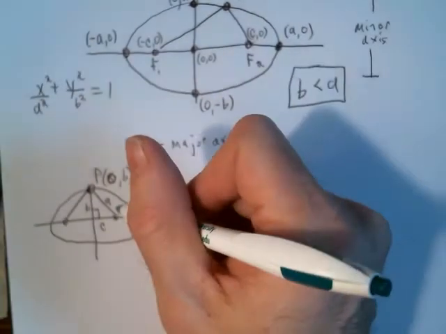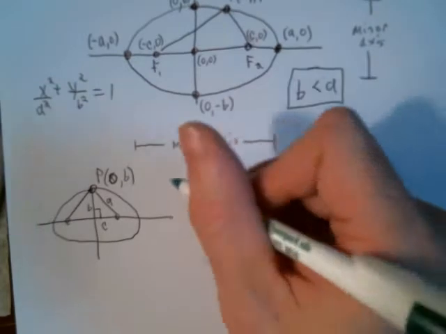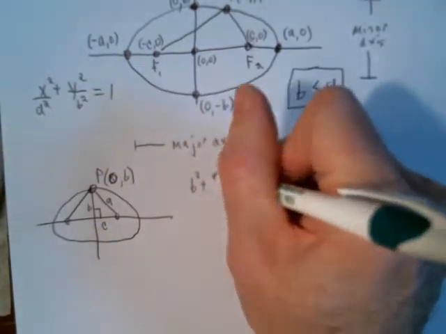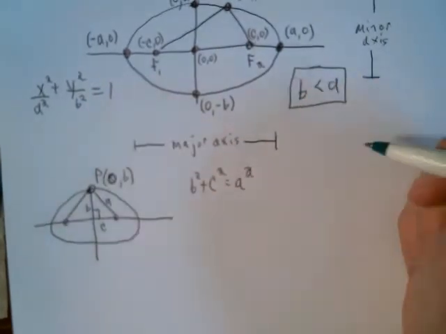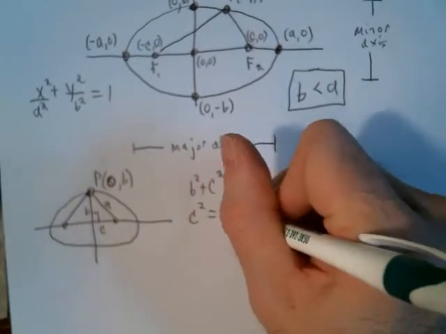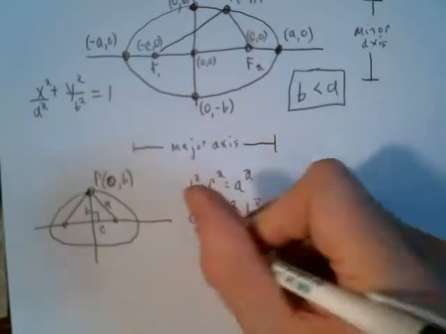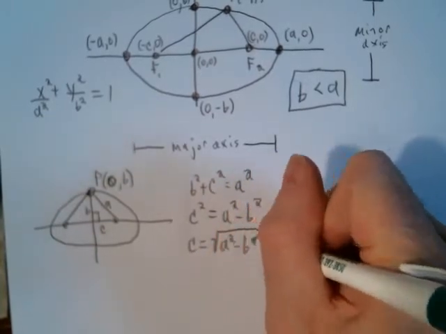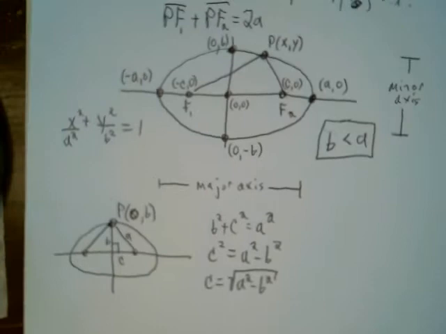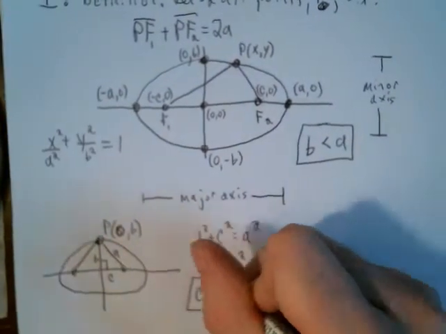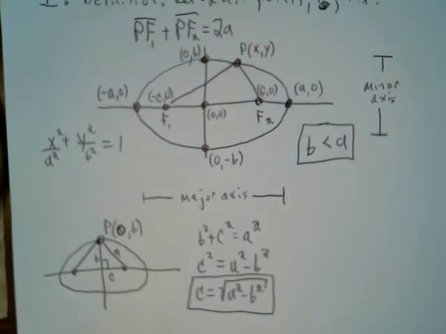And then you can solve for c using the Pythagorean theorem. So you would have, in particular, b squared plus c squared is equal to a squared. And then we want to solve for c, so you'd have c squared is equal to a squared minus b squared. And then finally, c is equal to the square root of a squared minus b squared. Okay. So that becomes another formula, which is very important. It's one of the first things you find when you go to graph the ellipse.